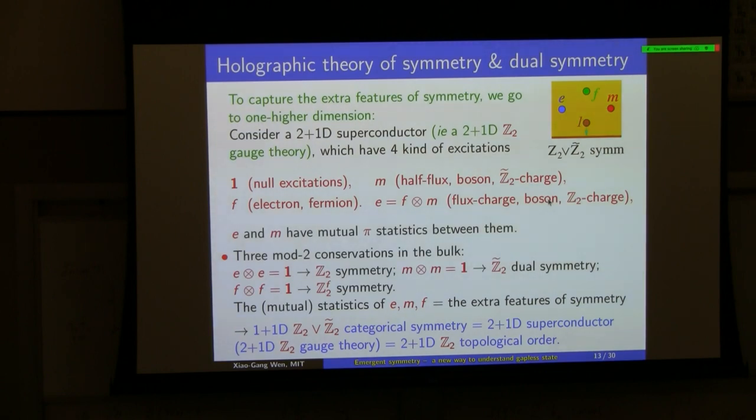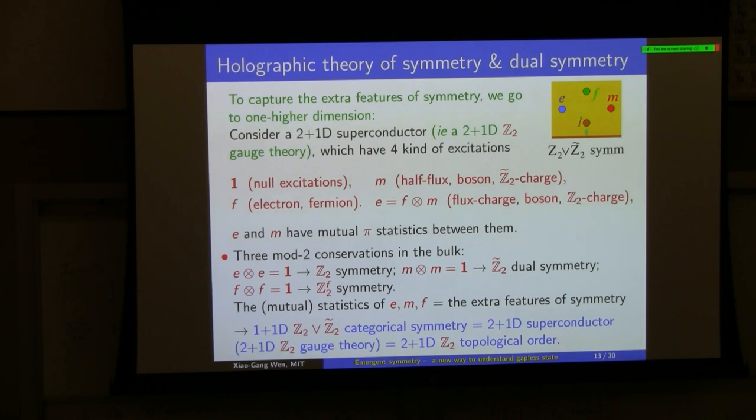Okay. And so we have two bosons, either M or E. These two bosons have Z2 conservation. E and M have a Z2 conservation, with this fusion rule. The Z2 conservation of E corresponds to Z2 symmetry, and the Z2 conservation of the half flux corresponds to Z2 dual symmetry. They are both bosons, so they correspond to these two symmetries. And then the mutual statistics between E and M captures this actual feature. So that is the story. The Z2 conservation of E corresponds to Z2 symmetry, the Z2 conservation of M is the Z2 dual symmetry, and they also naturally capture this mutual statistics.